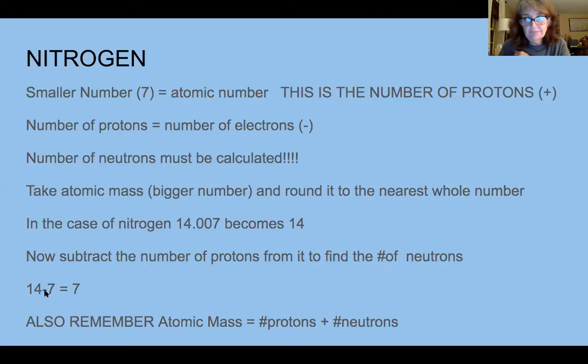Now subtract the number of protons from it to find the number of neutrons. There you go. And don't forget this equation as well. Atomic mass is protons plus neutrons. Atomic mass is basically the mass of the nucleus of an atom.